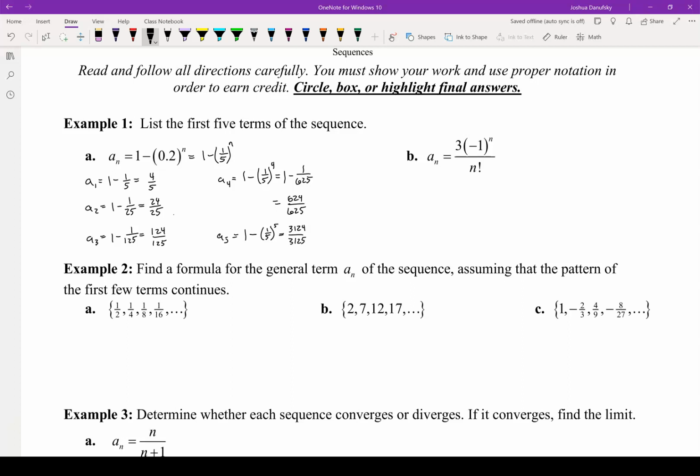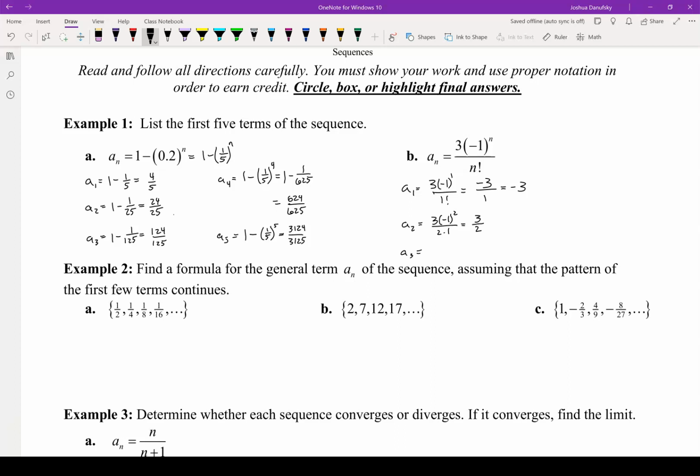Going on to part B, a sub n is equal to 3 times negative 1 to the n power over n factorial. So a sub 1 is going to give us 3 times negative 1 to the first over 1 factorial. Negative 1 to the first will just give us a negative 1 times our 3. 1 factorial is just 1. And so we start with negative 3. A sub 2: 3 times negative 1 squared. 2 factorial is 2 times 1. The top becomes positive, and the bottom is just 2.